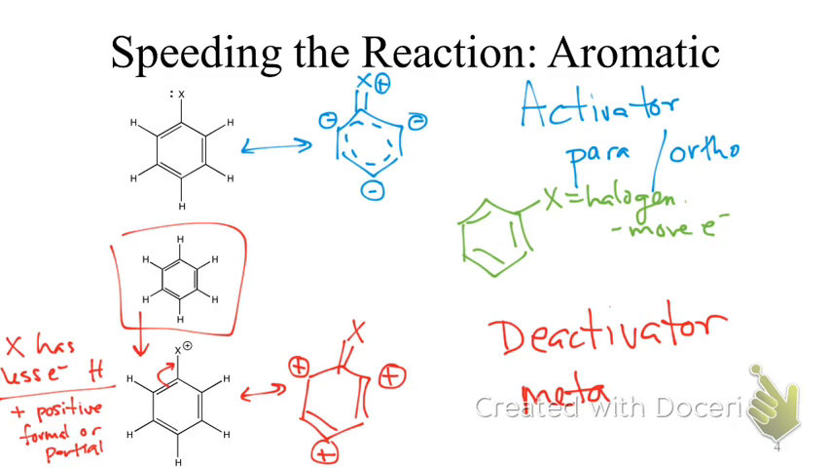Interestingly enough, they aren't activators. When you add a halogen to a ring, it actually slows the rate of the reaction. Why would it slow the rate of the reaction? It's starting to look more like a deactivator. So what does the halogen have to do? It has to pull electron density out of the ring. Why would a halogen take electron density away from a carbon atom?